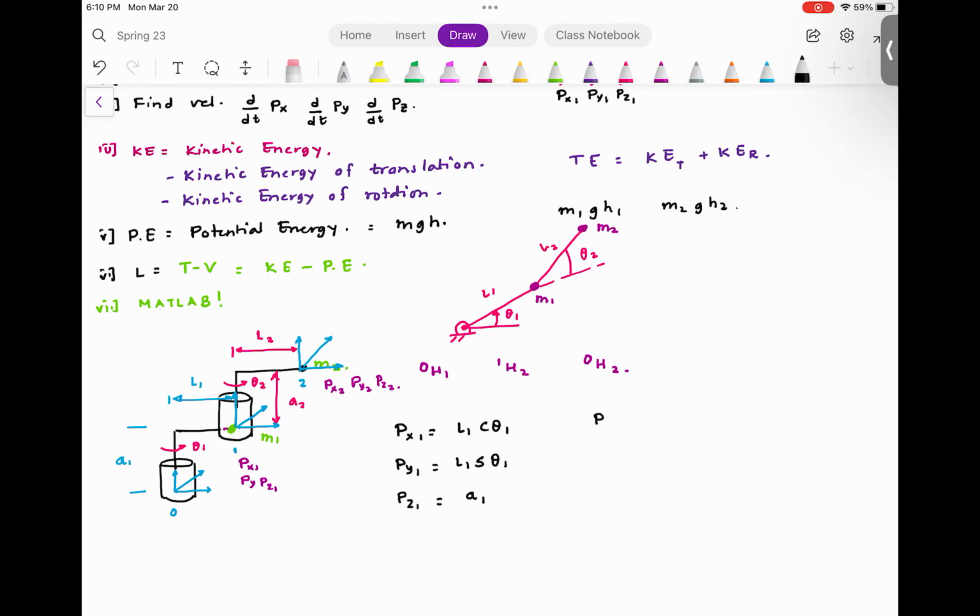Then px2 is going to be L1 cosine theta 1 plus L2 cosine of theta 1 plus theta 2. py2 is equal to L1 sine theta 1 plus L2 sine of theta 1 plus theta 2, and pz2 is going to be A1 plus A2.